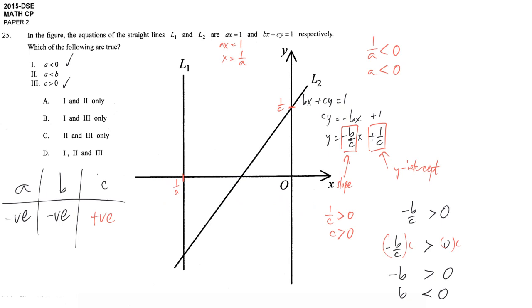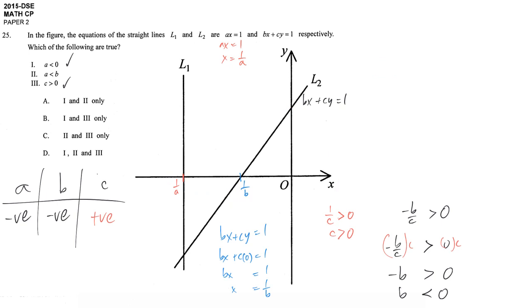For the x-intercept, bx + cy = 1. X-intercept means y is equal to 0. That means this position is 1/b. Then we can compare, because this is at the right-hand side of 1/a, which means that 1/b is larger than 1/a.